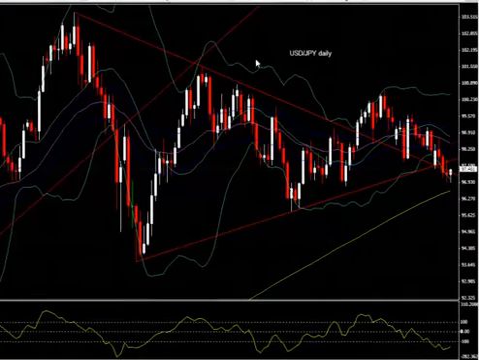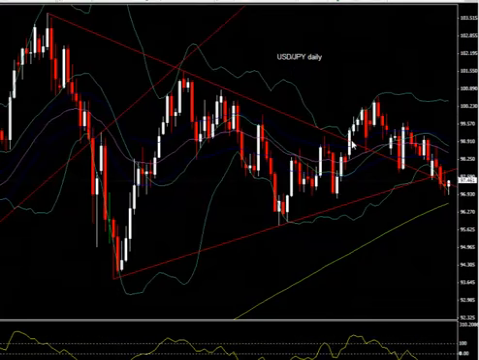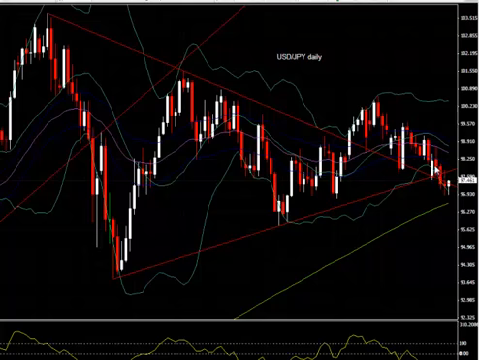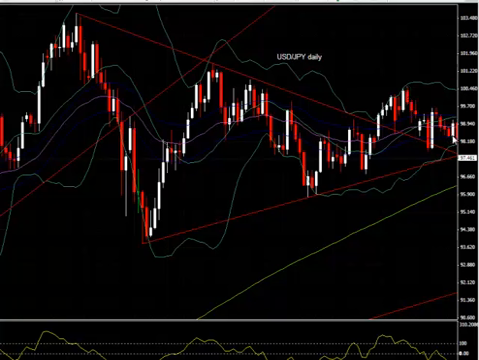So let's go to the daily chart. This is the dollar yen. This is my daily chart. For quite some time, going back maybe 4 or 5 candles, again on a daily chart, if we go back to approximately this date and time here, you'll notice that price was more or less walking along the top side of this downward trend line here.